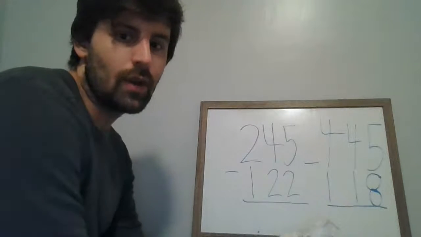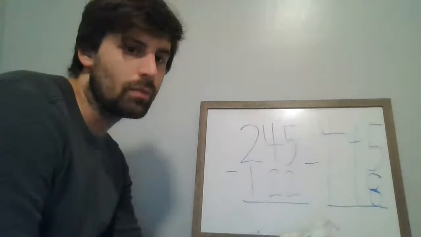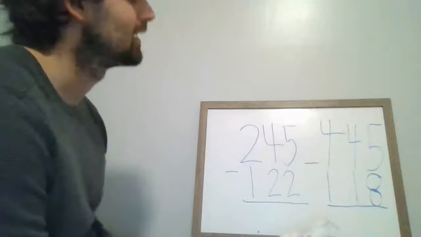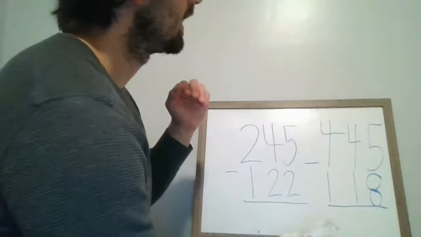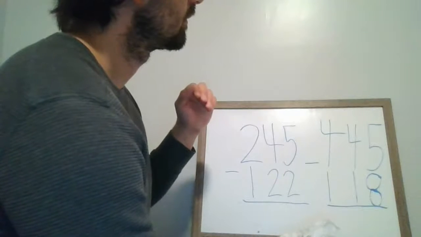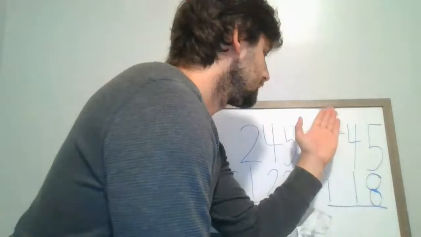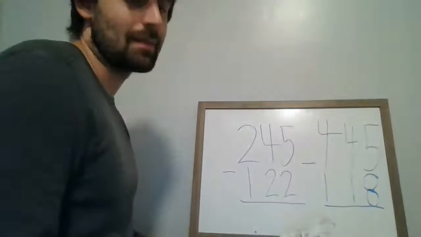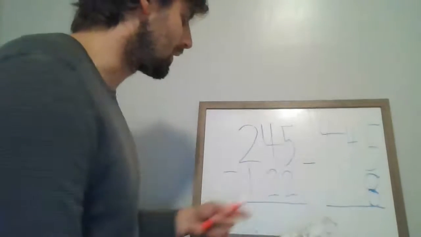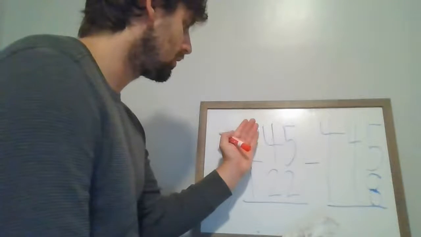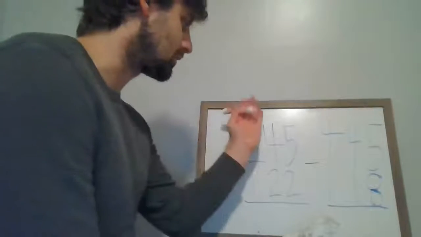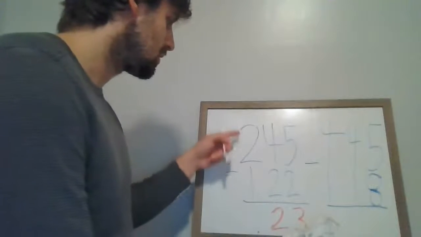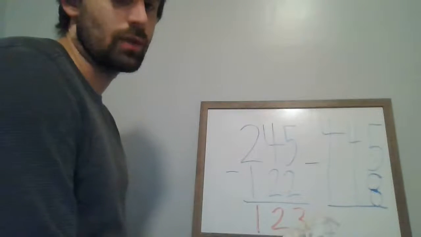Remember, again, we only regroup when the bottom number is bigger. Okay. Before it slips my mind, I might as well solve this before I go into the next one. So 5 is bigger than 2, 4 is bigger than 2, can go right to the subtraction. So 5 minus 2 equals 3. 4 minus 2 equals 2. 2 minus 1 equals 1. Answer is 123.